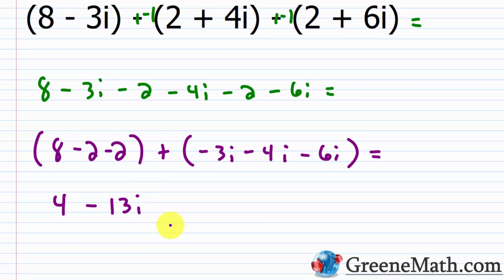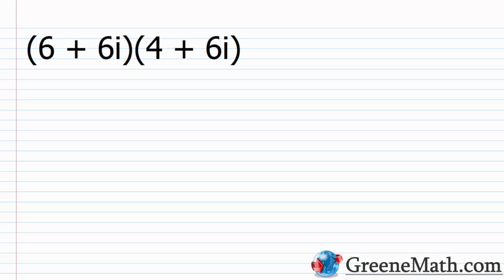And again, it's written in standard form where your real part is first, your 4. This is your A. And then you have plus, in this case, negative 13 that represents your B. And then you have i. So this part right here is going to be your imaginary part. So the real part comes first. Imaginary part is second. All right, let's look at some multiplication problems.